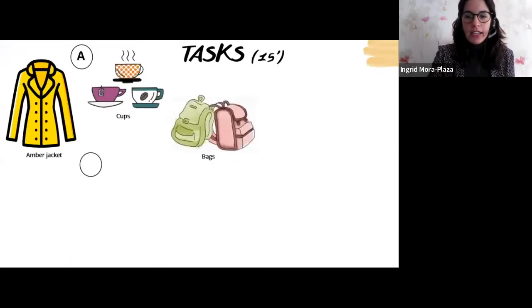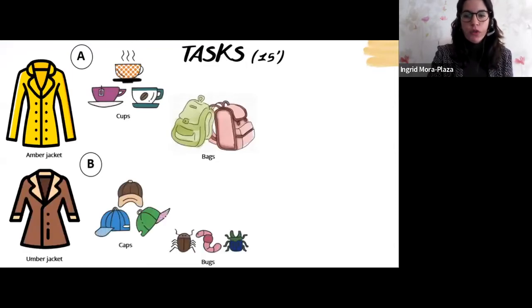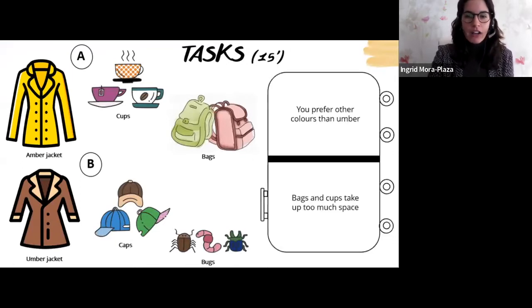So in this task, each pair had to agree on different items to put in one shared suitcase, but they had to take into account several preferences. Now, learners were not able to solve the task if they did not produce the phonological contrast distinctively, as the target words were made task essential. So this was a student-led phase.